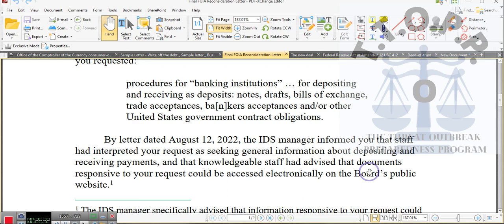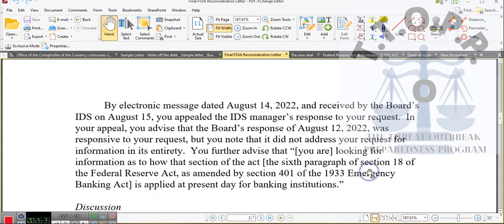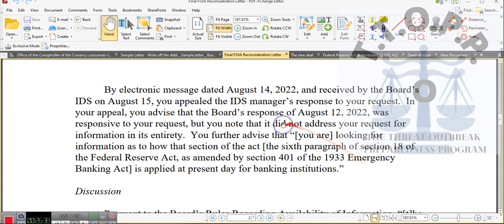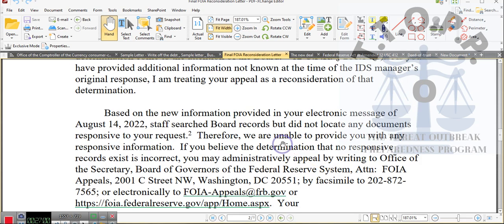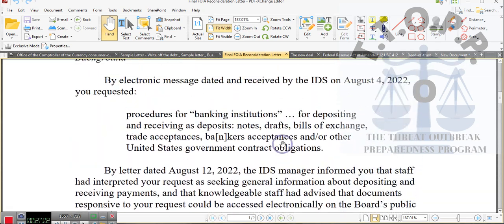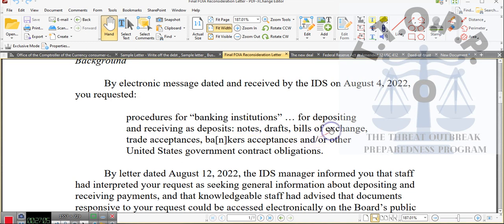So I decipher this the same way I decipher everything else. Law. See? You further advise that you are looking for information as to how that section of the Act, the sixth paragraph, Section 18 of the Federal Reserve Act, as amended by Section 401 of the 1933 Banking Act, is applied at present day for banking institutions. She says, we ain't got no information on that. But remember, ladies and gentlemen, that wasn't the only question. This was the question: depositing and receiving as deposits, notes, drafts, bills of exchange for banking institutions.